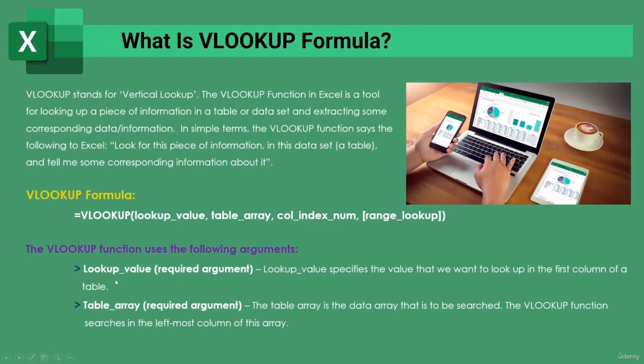First is the lookup value, a required argument, which specifies the value that we want to look up in the first column of a table. Then the table array. The table array is the data array that is to be searched. So there is the data, and on this data array we are going to be searching. The VLOOKUP function searches in the leftmost column of the array.